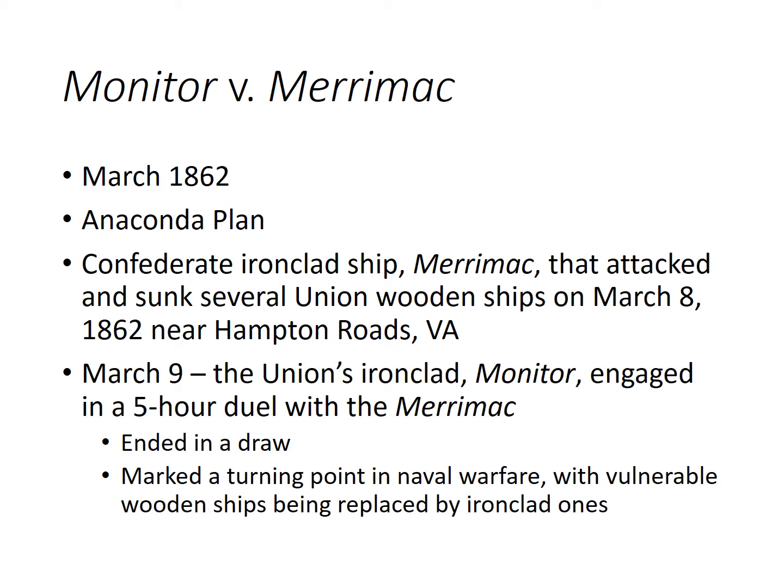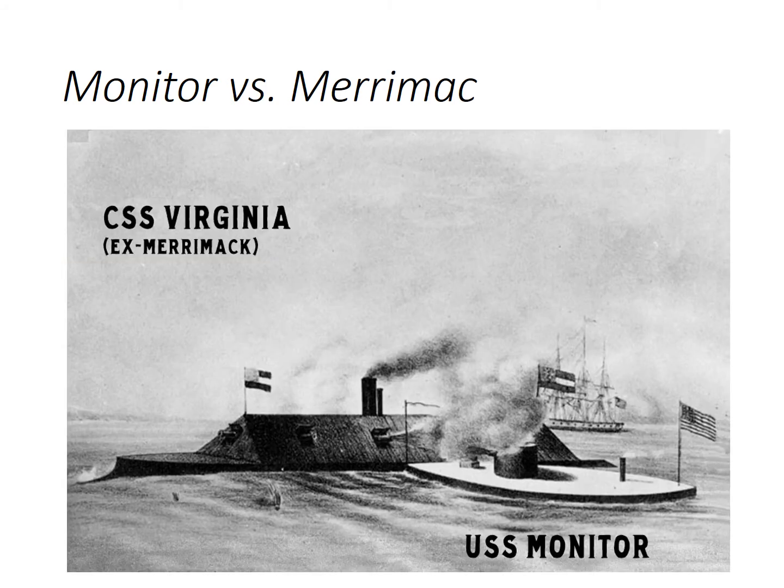On March 9th, the Union's ironclad, the Monitor, engaged in a 5-hour duel with the Merrimac. This ended in a draw and marked a turning point in naval warfare, with vulnerable wooden ships being replaced by ironclad ones. So this is an image of the Monitor versus the Merrimac. So remember, the Virginia was formerly a U.S. ship, the Merrimac, and then the Monitor is Union ship.